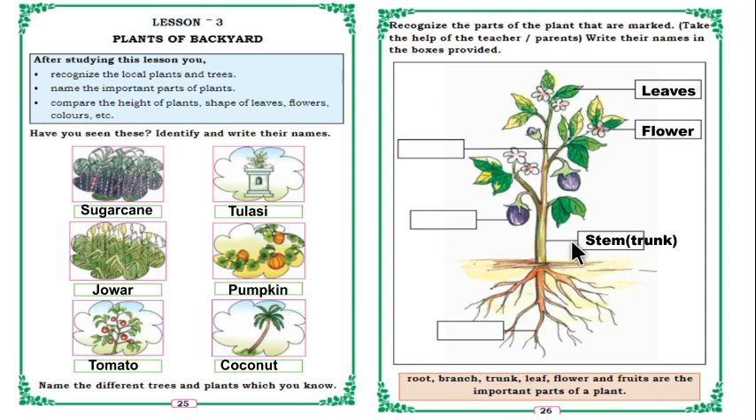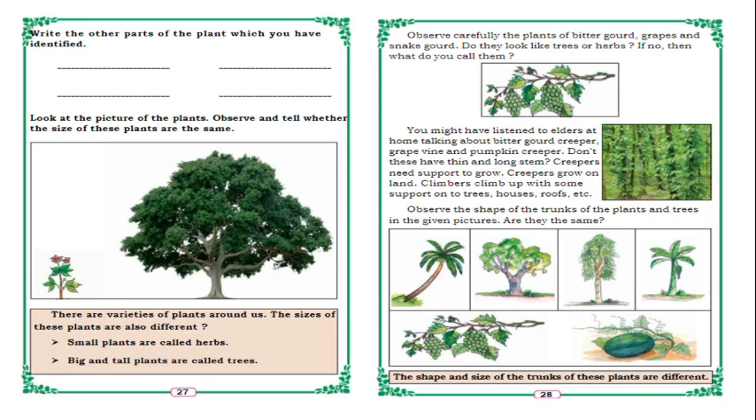So next one is roots. These are roots, and fruit. So this is fruit. Next one is branches. So this is the branches of the plant, isn't it? So these are some important parts of the plant. Okay. So next page, write the other parts of the plant which you have identified. So we have labeled some important parts of the plant.